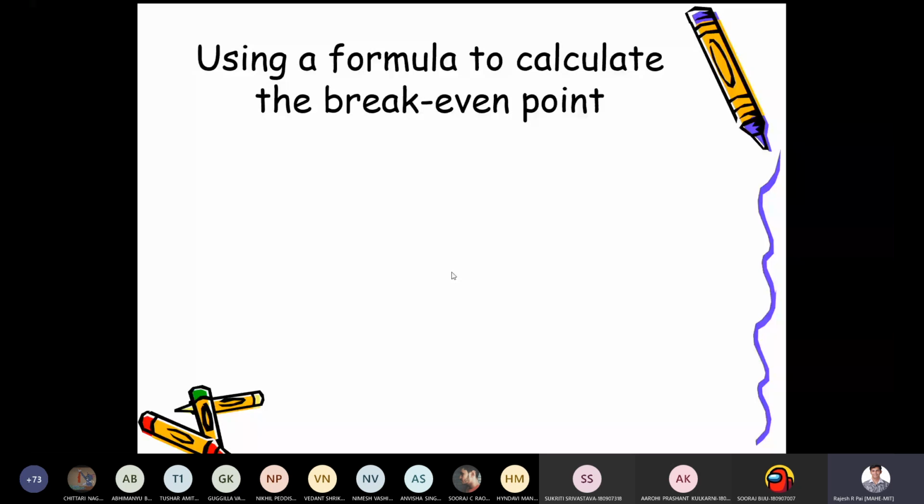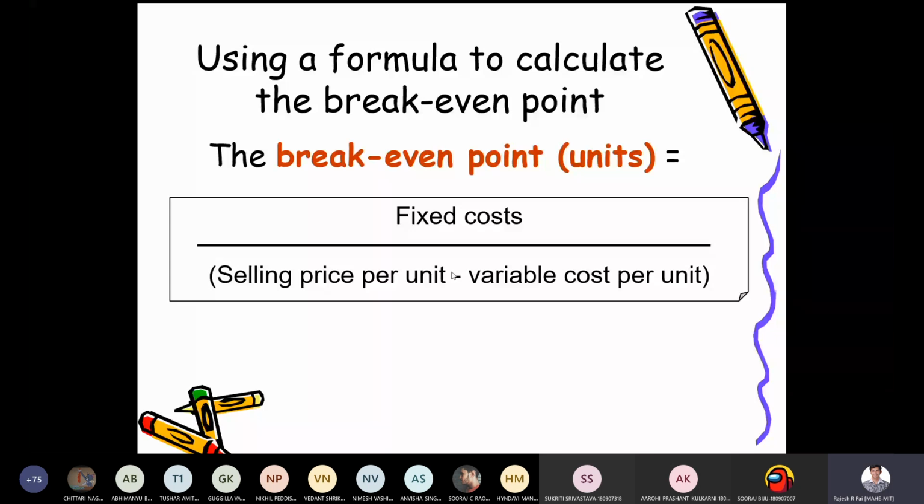Okay, so to calculate break even, we should have the value for the fixed cost, and we should know the value for the selling price, which is per unit, also the variable cost per unit. So the fixed cost is nothing but the cost which remains fixed for some time period. Selling price is nothing but the price at which the organization will sell their commodity or the product or the services.